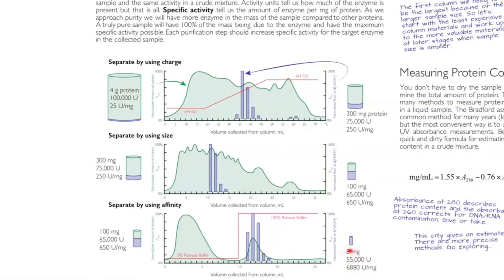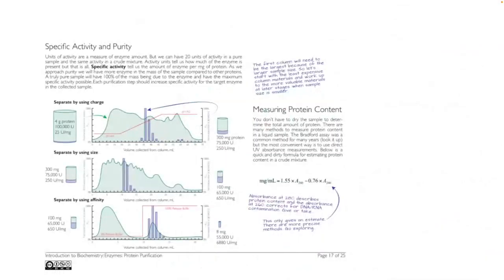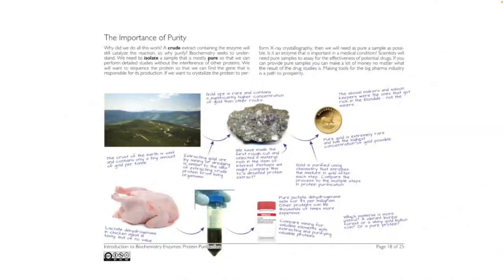And presumably, if all of those 8 milligrams were my protein, I have 6,880 units per milligram. And you might know this. You might have this written down, that if I have a specific activity of 6,880, it means my protein is pure. I've hit the maximum. So that's what specific activity is. It is the activity per amount, which, if you have 100% of your enzyme, would be a specific characteristic activity for that enzyme. So why is all this important?